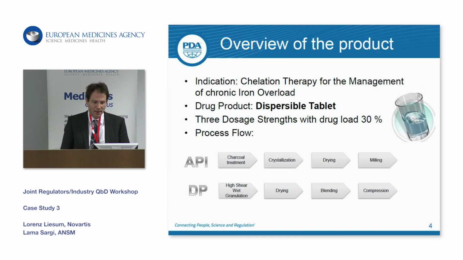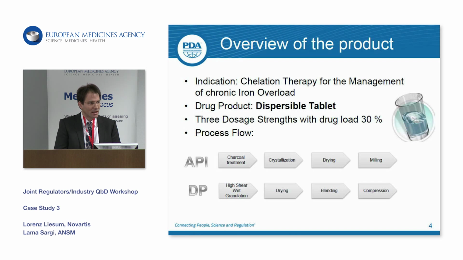So to start with, the product we are dealing with is actually a dispersible tablet. We are producing this in 3 different dosage strengths. The drug load is 30%, and the indication is a chelation therapy for the management of chronic iron overload.